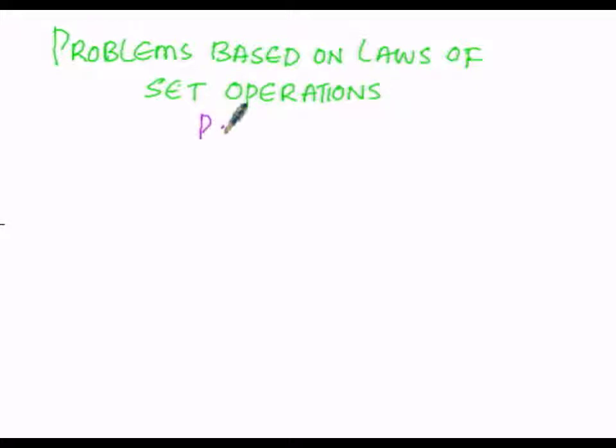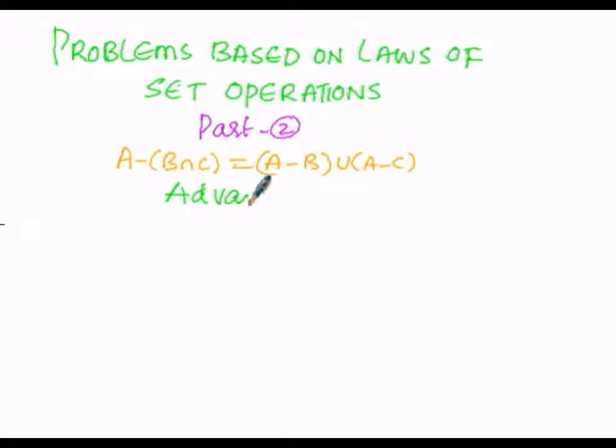2. So under this part 2, based upon this formula, we are going to deduce this condition, which is nothing but A minus B intersection C is equal to A minus B union A minus C under the advanced level. So here we are going to deduce that condition, or in other words, we are going to prove that condition.